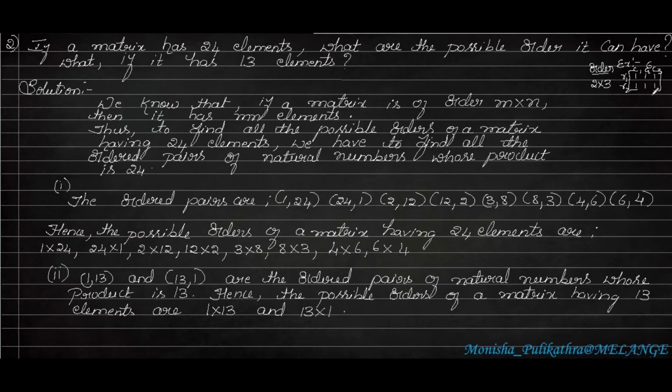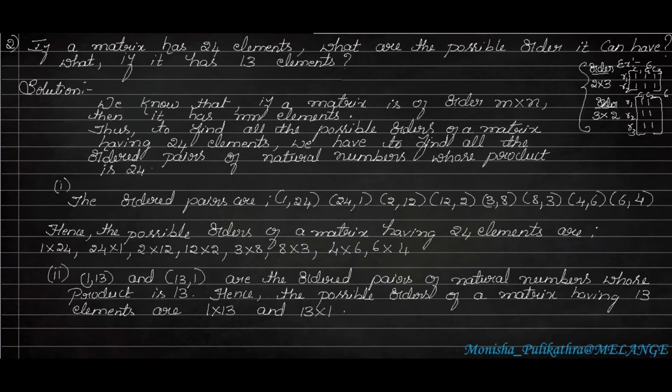Another example, I will take the same 6 elements but write them in a different arrangement: 1, 2, 3, 4, 5, 6. Again there are 6 elements, but the number of rows is 3 and the number of columns is 2. So in this case, the order becomes, first we write the number of rows, that is 3, into the number of columns, 2.